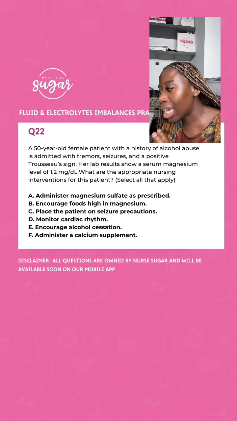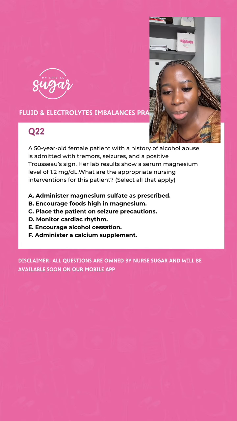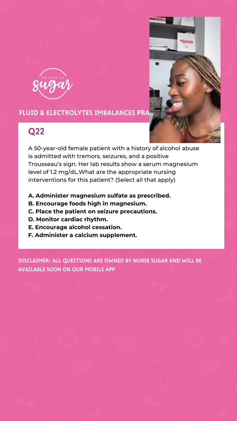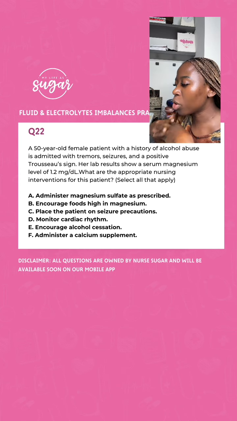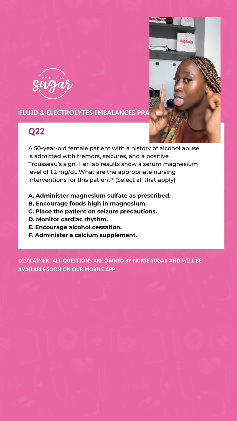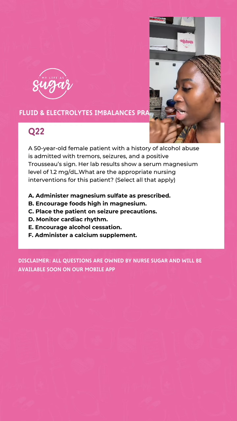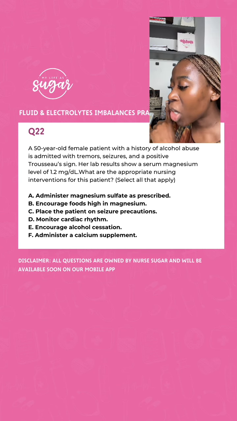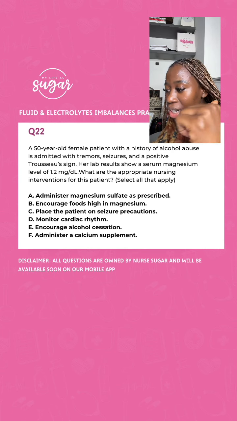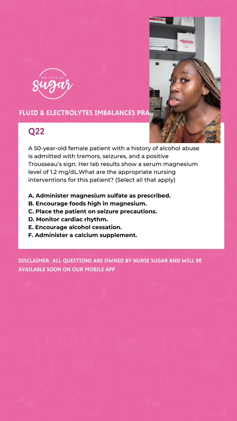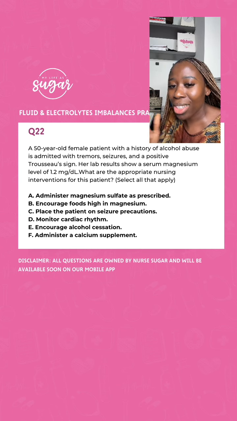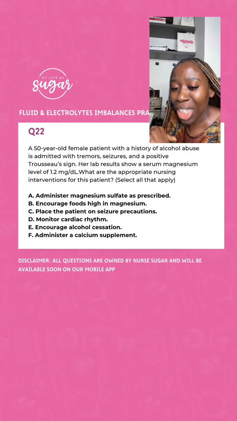Do they have a high magnesium level or low? Good. So would you administer magnesium sulfate since they have a low magnesium level? Would you encourage food high in magnesium? Would you place the patient on seizure precautions? Would you monitor cardiac rhythm? Would you encourage them to cease alcohol? Remember the history, they have history of alcohol abuse. Would you encourage them and be like, hey sir, can we not do the alcohol for a little bit?